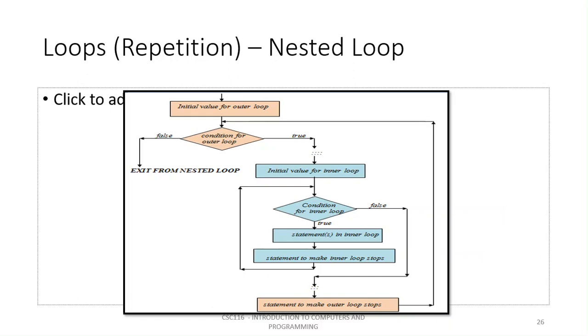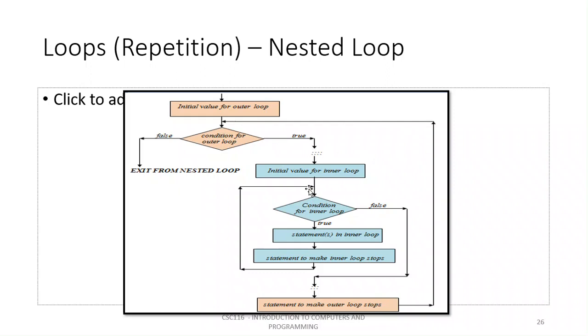So let's look at the flowchart for nested loop. Kita tengok dulu. This is a flowchart for nested loop. Initial value for outer loop. We check the condition. If it is true, then we go for inner loop. Then we use the initial value for inner loop. Check the condition for inner loop. If it is true, we execute the statements in inner loop. Then finally, after a few repetition maybe, we found the statement that make the inner loop stop. Then when we check the condition, it is false, then we go back to the outer loop.